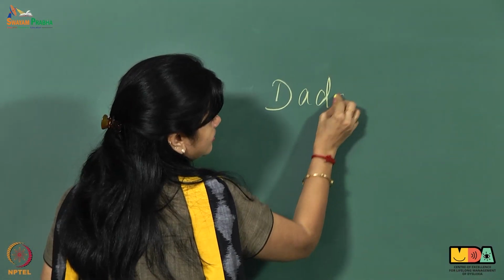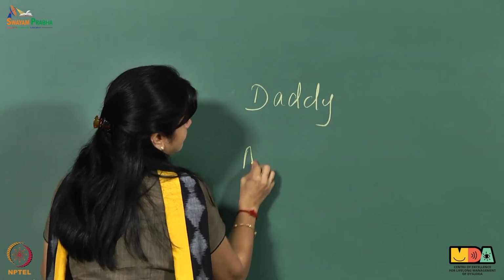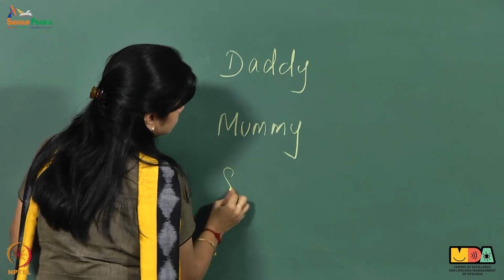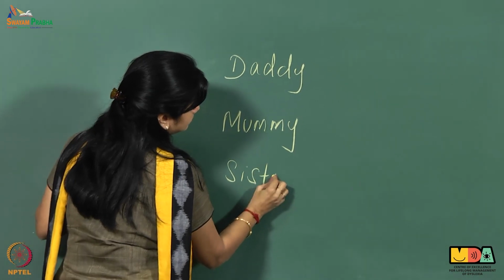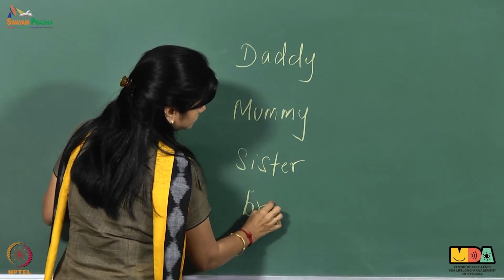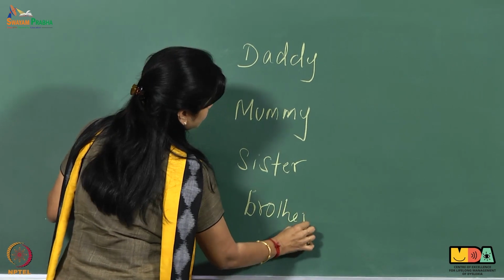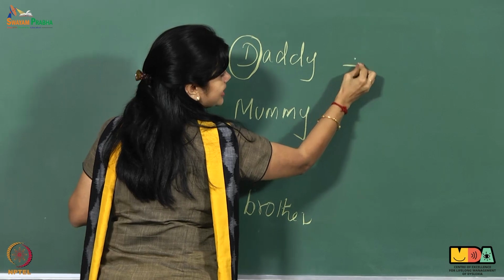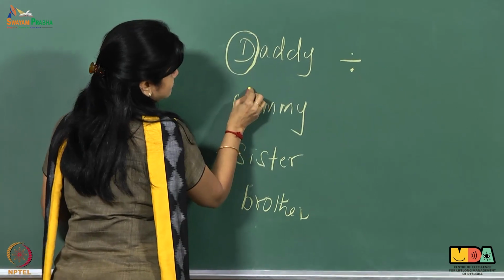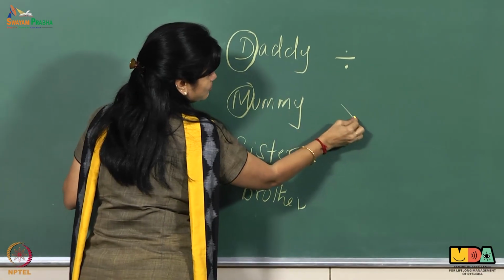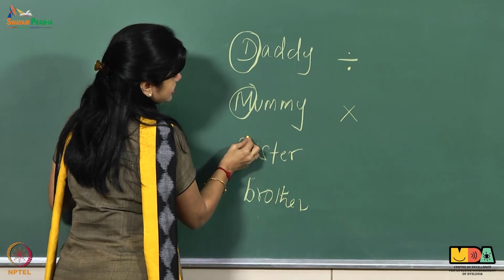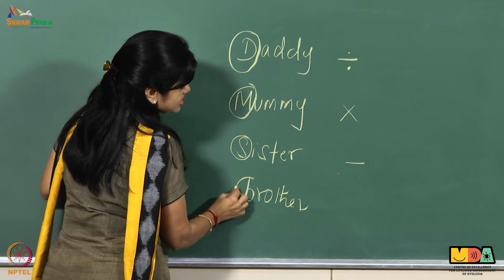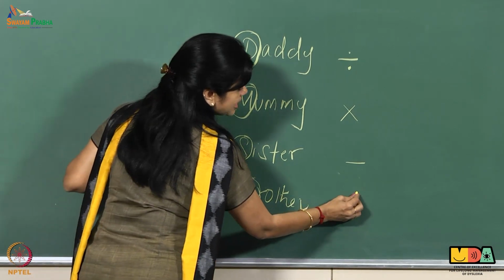So, daddy, mummy, sister and brother. Over here D is daddy, that means D stands for division, M is mummy, M stands for multiplication, S stands for subtraction and B stands for bring down.